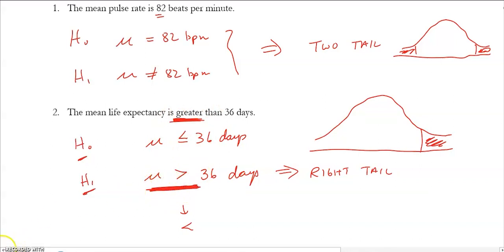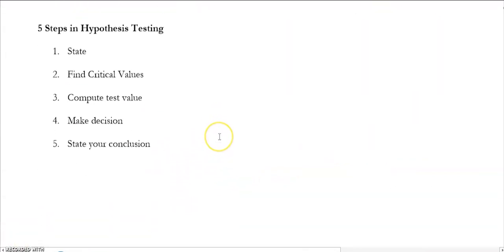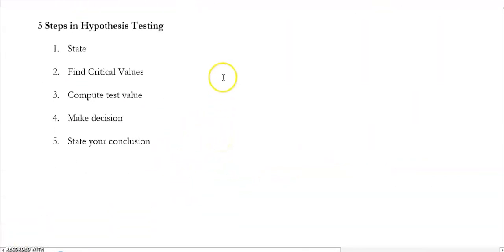Now, some other jargon: what's involved with hypothesis testing? Here are the 5 steps that are going to be taking place. First, state the hypotheses. Second, find the critical values. In other words, find the Z value, or T for small sample size. Remember, sample size n less than 30 means we use a T value. Then we're going to compute the test value, and by test value, it is just the Z score. So we know how to do that.